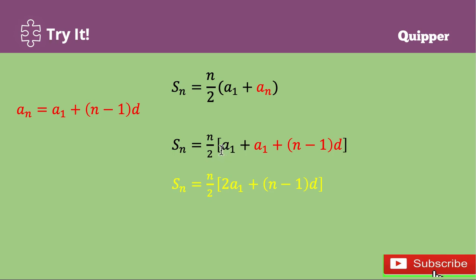So the similar terms here are a sub 1 plus a sub 1. So we can combine them. A sub 1 plus a sub 1 is 2a sub 1. Then just copy the other terms. So this is now the new formula. Take note that we will be using this formula if a sub n is missing. Now let's continue.